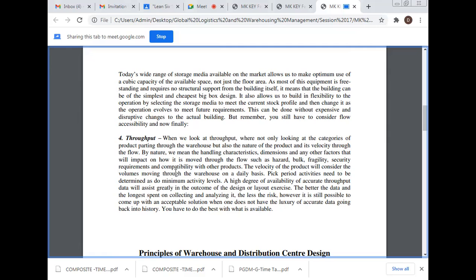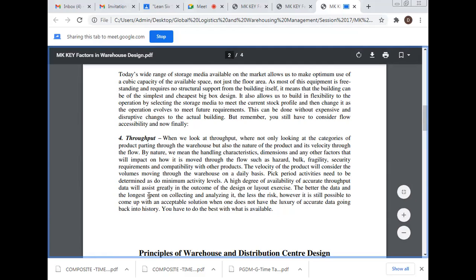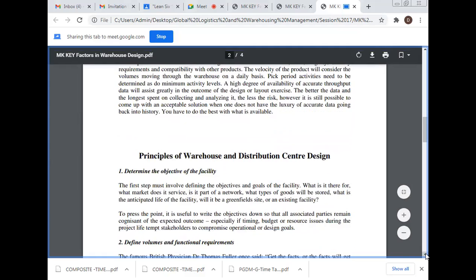Throughput is not only the categories of the product passing through the warehouse, but also the nature of the product and its velocity through the flow. Handling characteristics, dimension, and other factors will impact how it moves through the flow, such as hazard, bulk, fragility, security requirement, and compatibility with other products. The velocity of the product will consider the volumes moving through the warehouse on a daily basis. This is the throughput which will be used as a factor of the design.